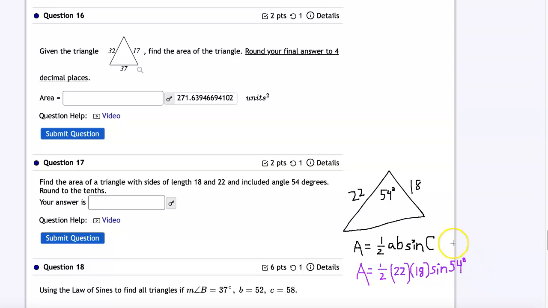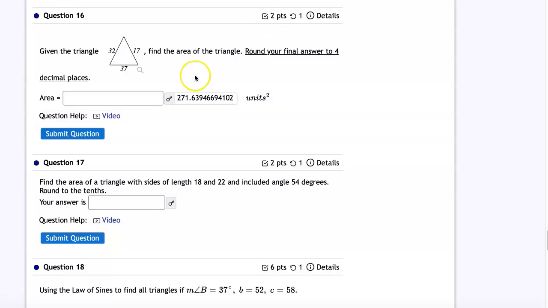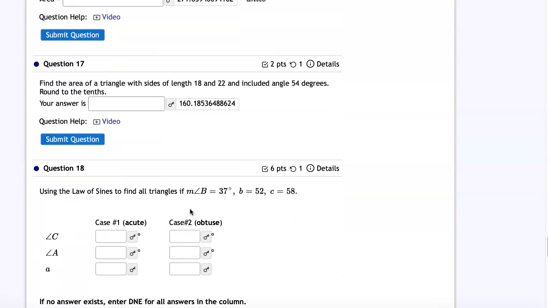So now we can go ahead and type those numbers into the calculator. And that would result in 160.1854. So going back here, we have round to the 10th place. And so that would be 160.2 with the 1 rounding up to a 2.